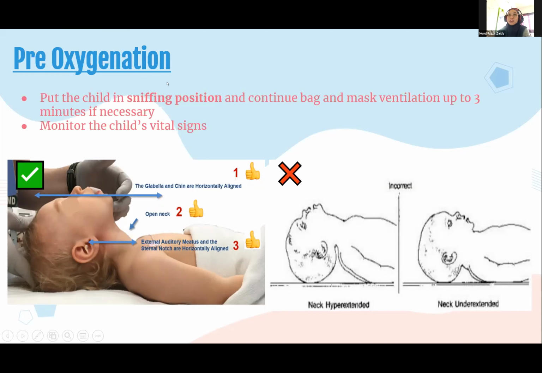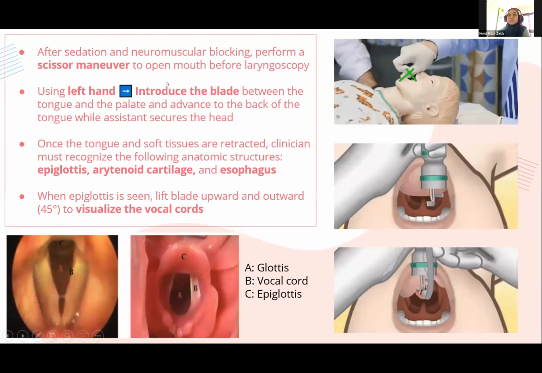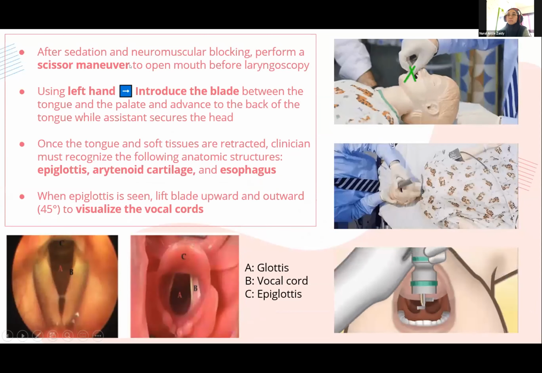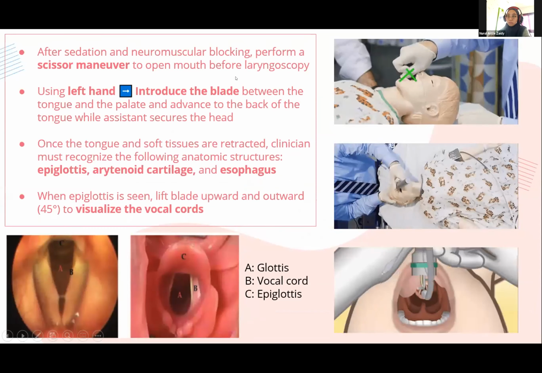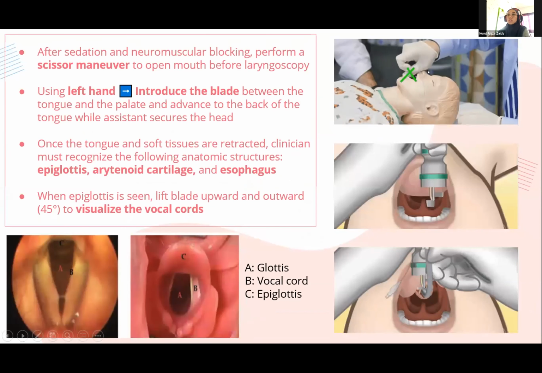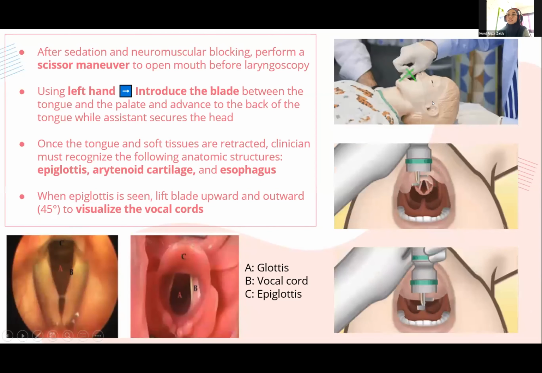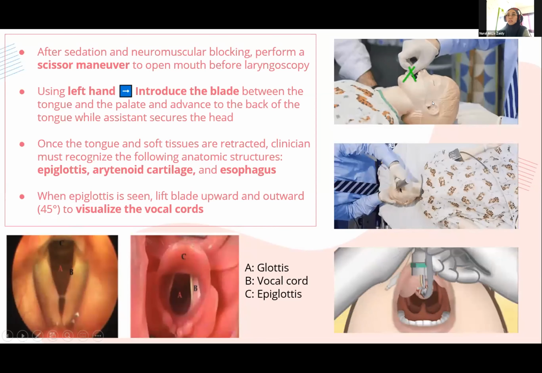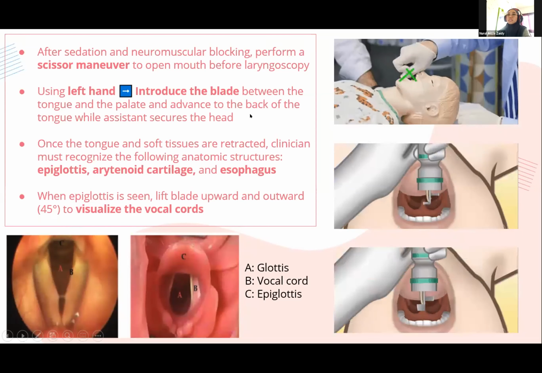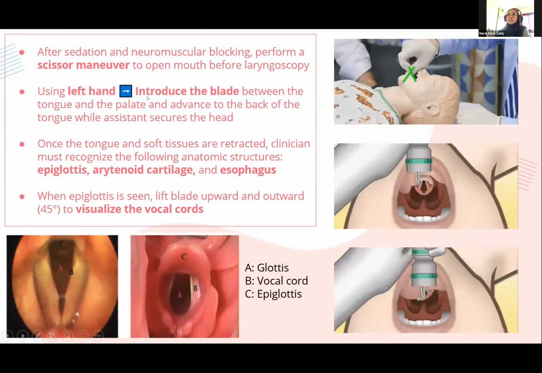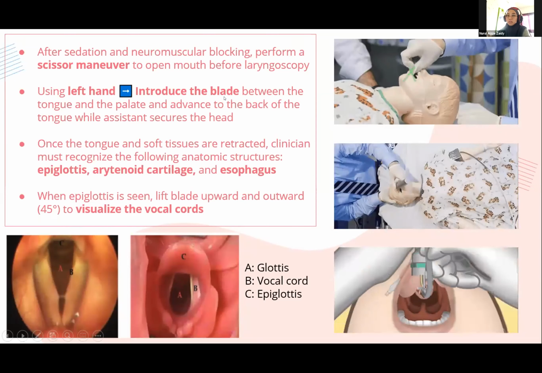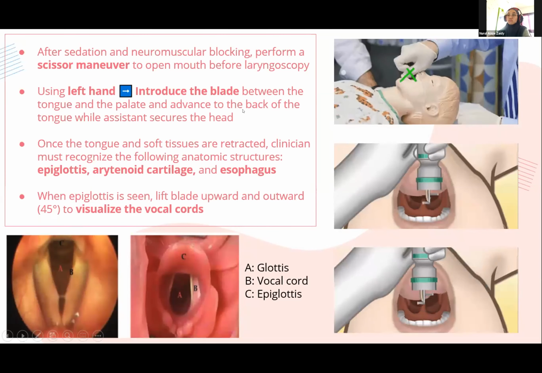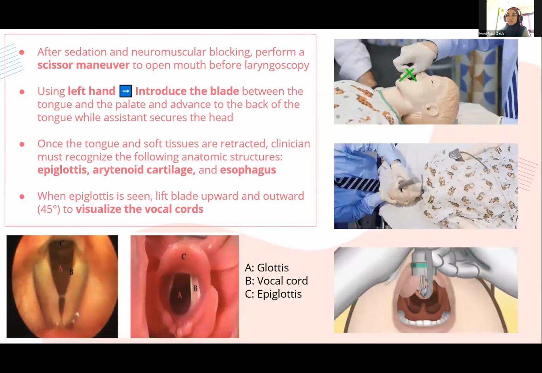After sedation and neuromuscular blocking, perform a Caesar maneuver to open the mouth before laryngoscopy. On the right, you can see the picture of how to do the Caesar maneuver. Next, using your left hand, introduce the blade into the mouth and advance to the back of the tongue. The movement should be to the back and down.